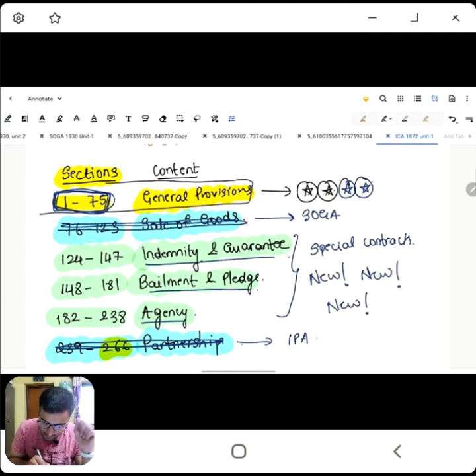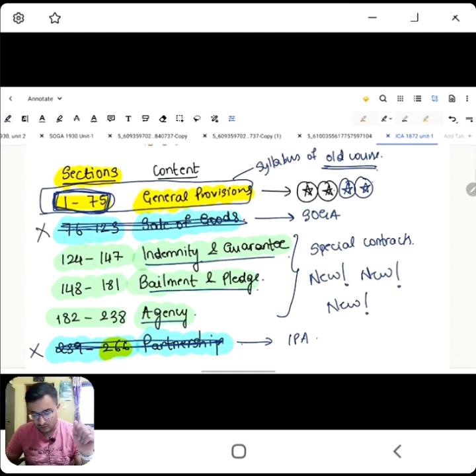Okay, new. So from this, will it be wrong or will it be right for me to say that this much is basically the syllabus of old course, right? This is the syllabus of old course. This and this was never a part of Indian Contract Act. These are two separate chapters, and this is the addition in the new course. Okay, so what will our Indian Contract Act look like?